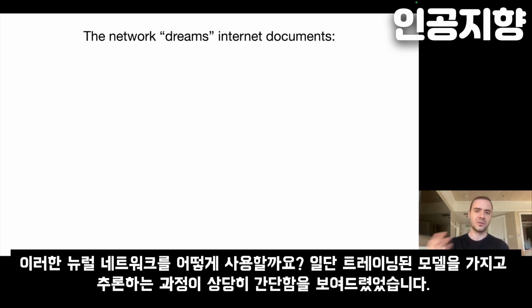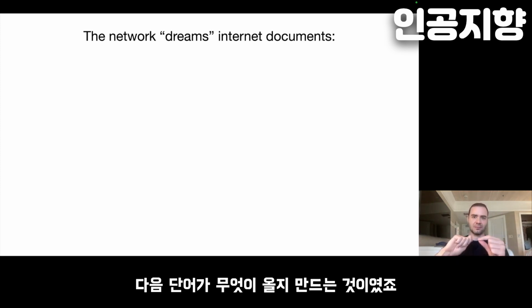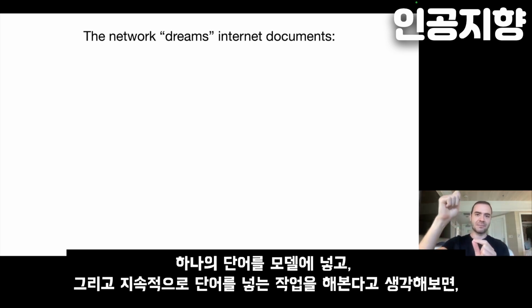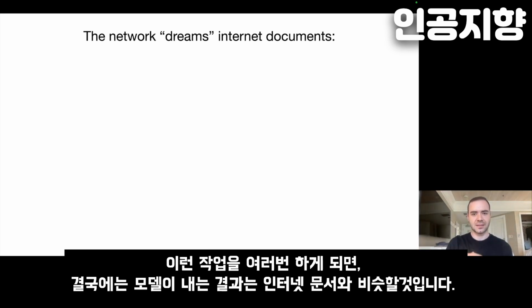Now, how do we actually use these neural networks? Well, once we've trained them, the model inference is a very simple process. We basically generate what comes next. We sample from the model, so we pick a word, and then we continue feeding it back in and get the next word and continue feeding that back in. We can iterate this process, and this network then dreams internet documents.